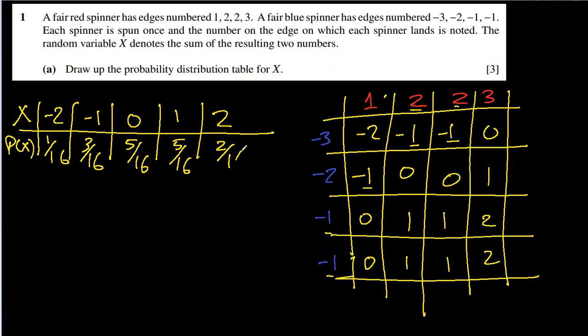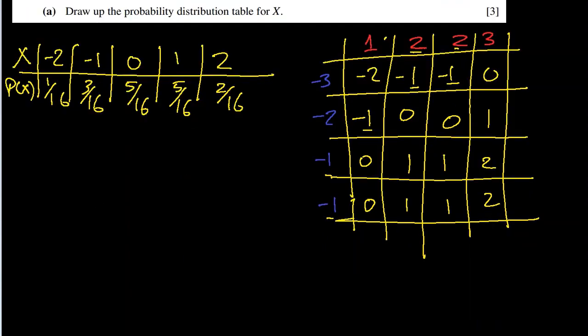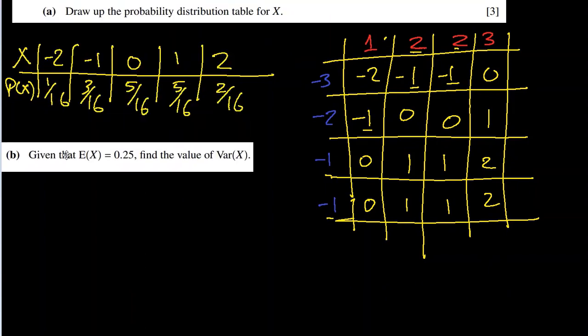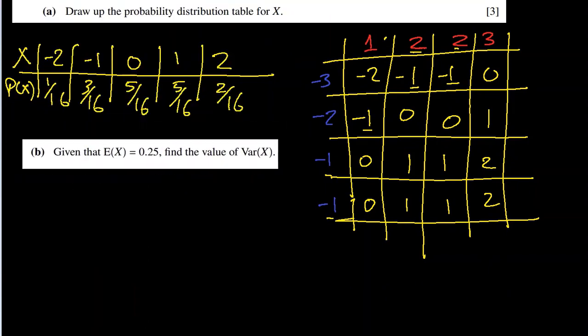I'm not simplifying them because I want to add them and see if they're giving me 1. Every time in a probability distribution, probabilities must add up to 1. So 1 plus 3 is 4, 4 plus 5 is 9, 9 plus 5 is 14, plus 2, 16 out of 16, which is 1. Very good. We have done the A part complete. Let's see what the B part is about. Given that the expected value of X is 0.25, find the value of the variance of X.